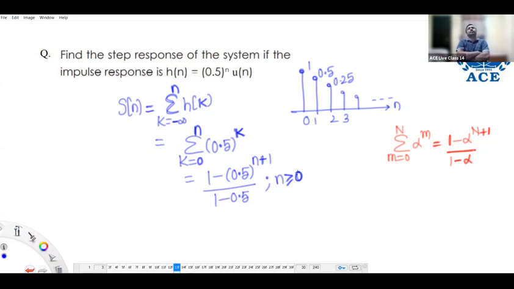Simple logic, sir. Out of two given signals, whenever one signal is a step function, integrate the other signal and you will get the output. If it is discrete, summation. Whenever we know the impulse response and step response is asked, what do we have to do? Continuous case integration, discrete case summation.